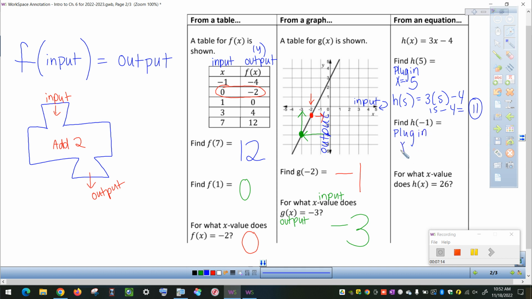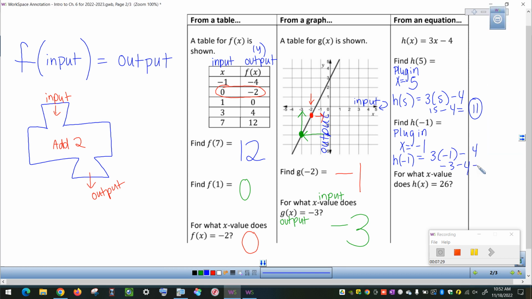The next one is really similar. If we want to find h of -1, we're just going to plug in x equals -1. It's going to be 3 times -1 minus 4. It's really -3 minus 4, and that equals -7.